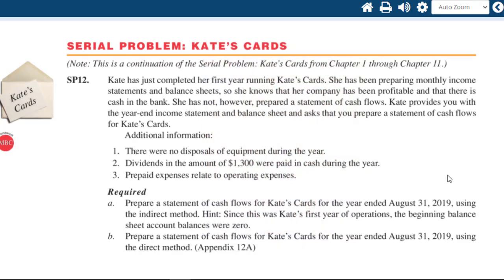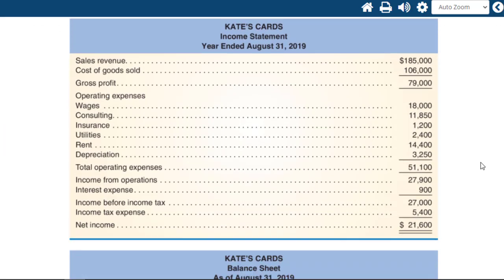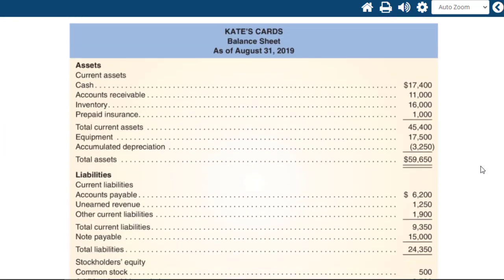That being said, they give us some information and they want us to do the statement of cash flows twice. Once using the indirect method and then using the direct method. So you're going to get the same results. It's not that. These are just how you present it. One is the indirect method, the other is the direct method. They give us the income statement and they give us the balance sheet.